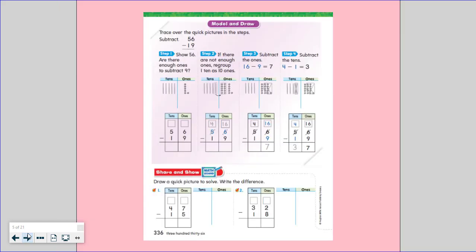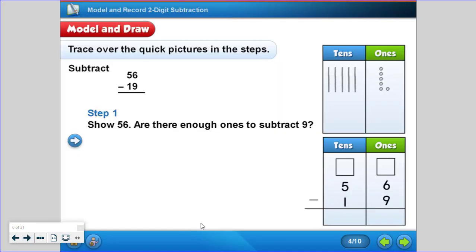So flip your page over and we're going to look at the model and draw on page 336. That's our model and draw. And so now we're going to learn those steps. Okay, so keep looking at your model and draw. I'm going to go to a bigger version. And so it says trace over the quick pictures and the steps, subtract 56 minus 19.